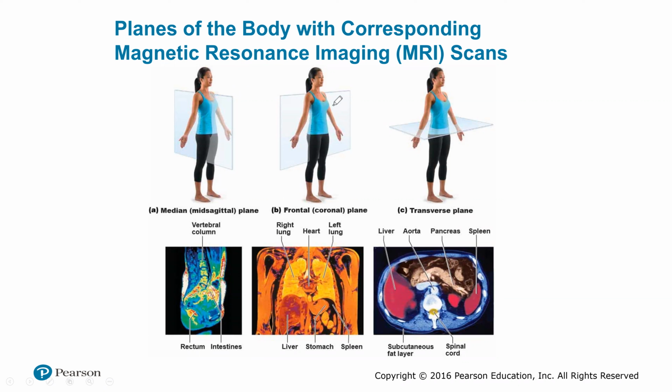Frontal or coronal divides the body into anterior and posterior parts, or ventral and dorsal. And transverse divides the body into superior and inferior, or up and bottom. Superior part and inferior part. Up and bottom doesn't really work that well. Right? And you can see MRI scans corresponding to different planes over here, and organs and cavities look very different based on the plane that you are looking at.